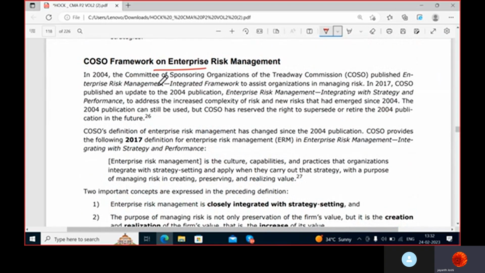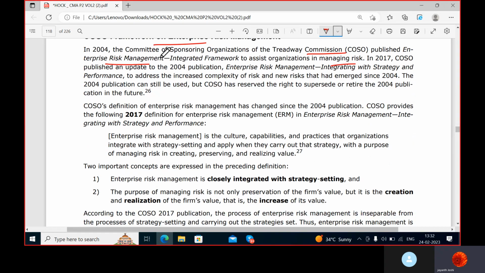So in 2004, the Committee of Sponsoring Organizations of the Treadway Commission published Enterprise Risk Management Integrated Framework to assist organizations management in managing risk. In 2017, COSO published an update to the 2004 publication: ERM, Integrating with Strategy and Performance, to address the increased complexity of risk and new risks that have emerged since 2004. So see, things will change.